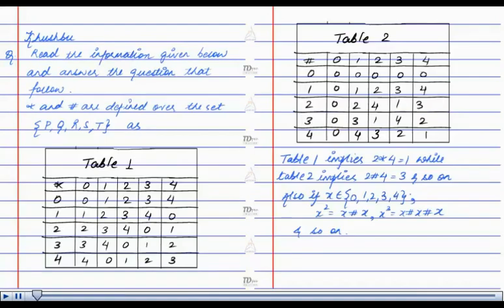Hello, I'm Khushbu. The question is, read the information given below and answer the question that follows. Star and hash are defined over the set P, Q, R, S, T as shown in tables 1 and 2. Table 1 implies 2 star 4 is equal to 1, while table 2 implies 2 hash 4 is equal to 3, and so on. Also, if x belongs to 0, 1, 2, 3 and 4, x square is equal to x hash x, x cube is equal to x hash x, and so on.